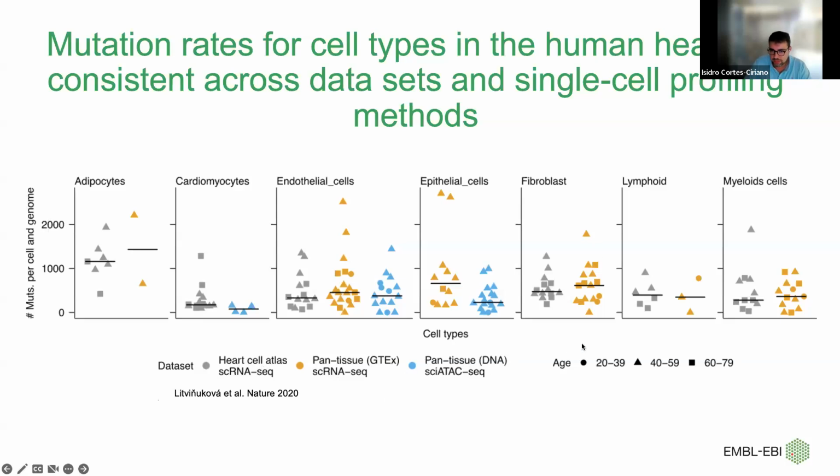And the samples are stratified by age. And as you can see, broadly, the mutation rates that we estimate are largely consistent, indicating that SComatic can really detect accurately or estimate mutation rates across different profiling technologies and across datasets.